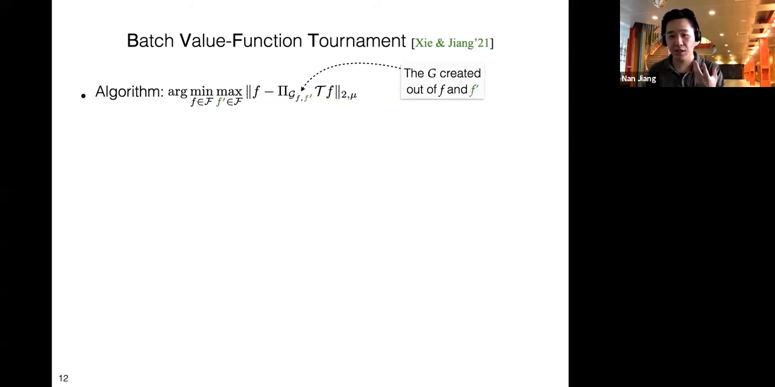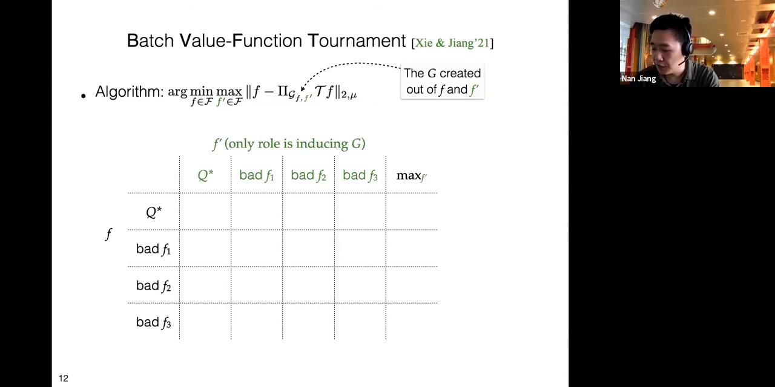The expression here, again, has the minimax form where min over f, you can think of it as the candidate function being examined. The inner max over f prime is the function that together with f creates the piecewise constant function class G. So in this case, G has a subscript f and f prime. And the objective again is the projective Bellman error.